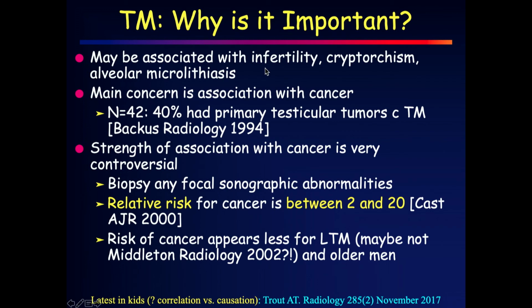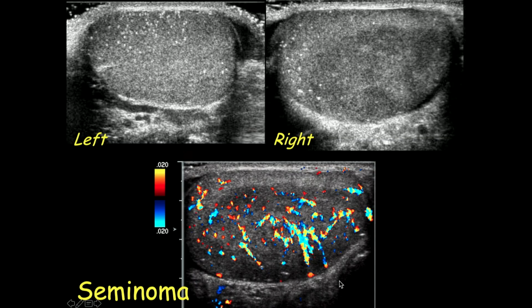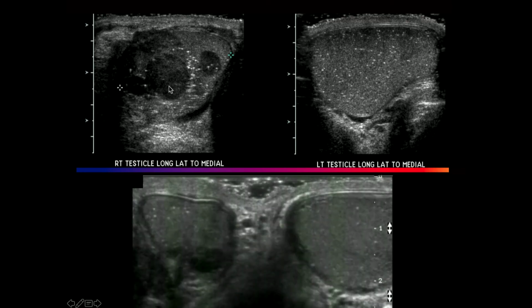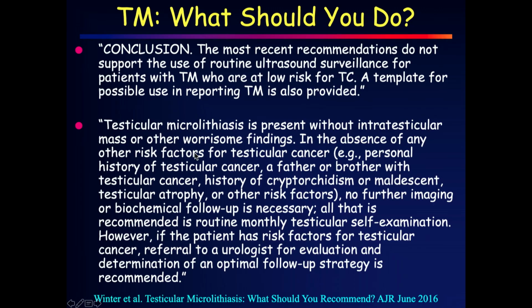So why is it important? We and others said there's an association with testicular tumor, but remember, correlation does not prove causation. There was another PEDS paper just in the last couple of years that came to the same conclusion. What we should do now is binary decision tree. If you see microlithiasis in a mass, you're done. The mass trumps everything. So here are 2 or 3 cases of big masses associated with microlithiasis. That's an easy decision because you're going to treat the mass right there.